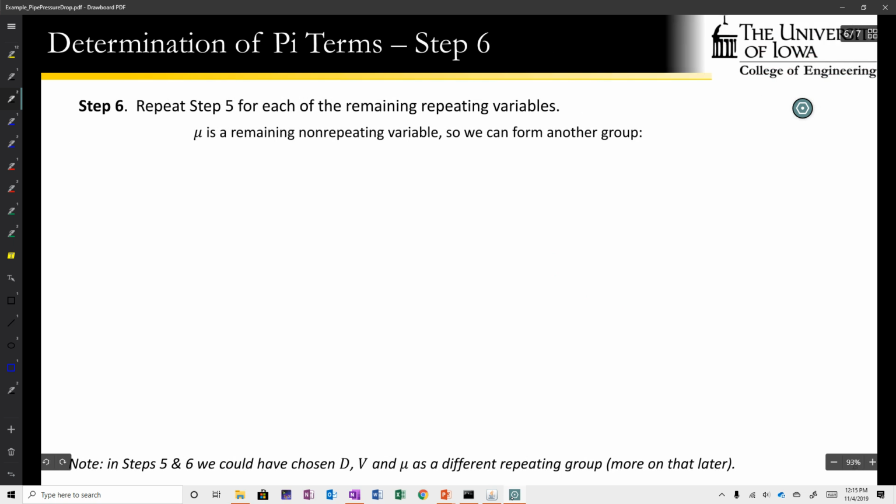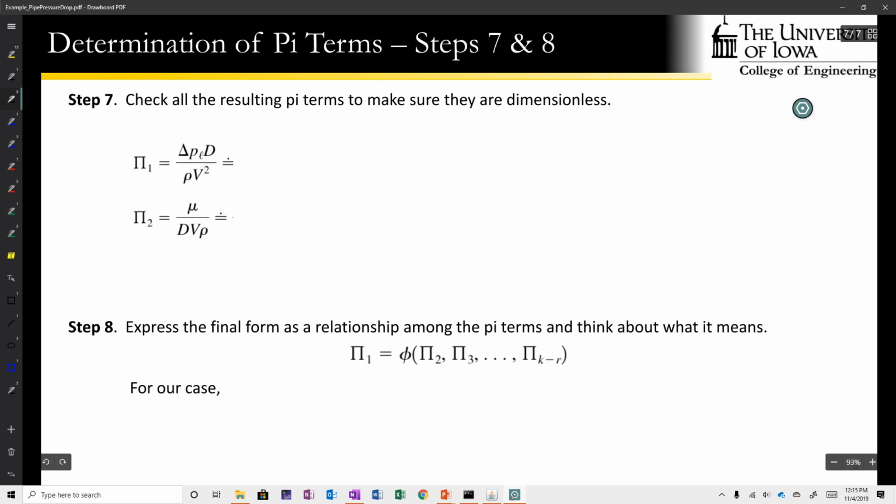There was another slide for step 6. So step 6 should have been that second non-repeating variable. And then steps 7 and 8 are checking our work. So we did this in the previous lecture. We'll skip this for the sake of time now. But we know that pi 1 ends up giving us mass 0, length 0, time 0. That pi 2 gives us the same.